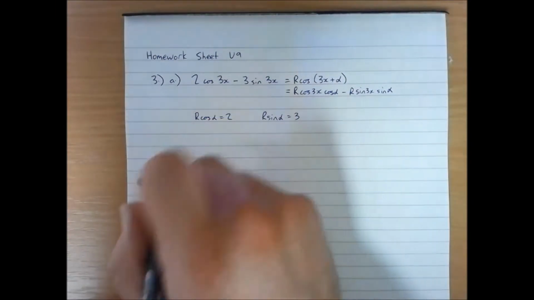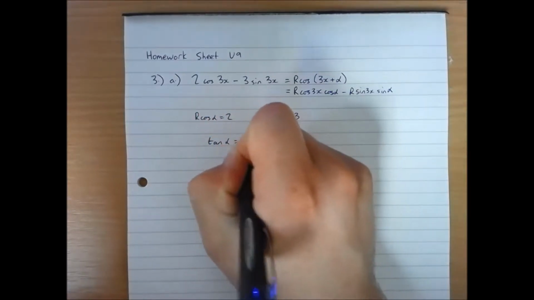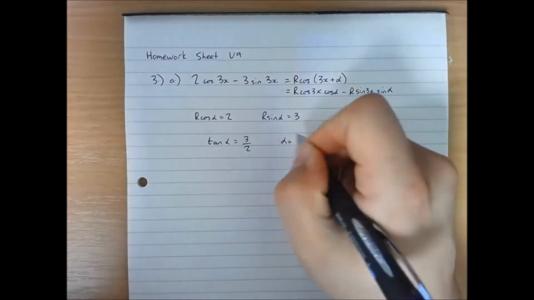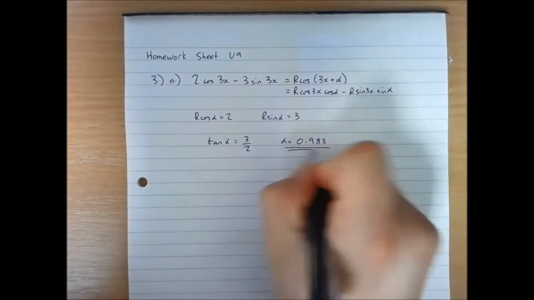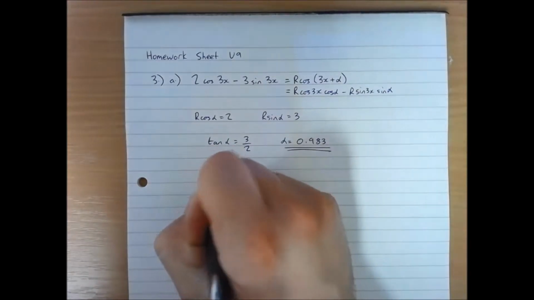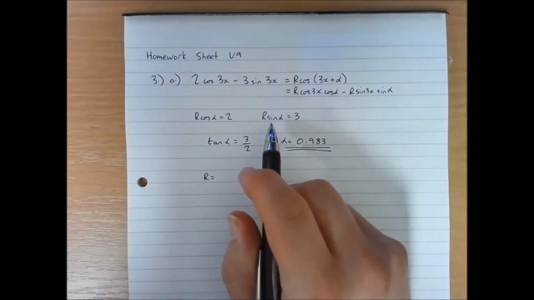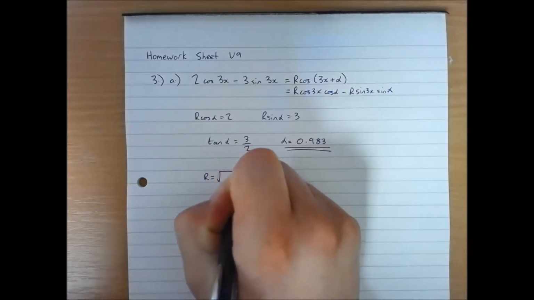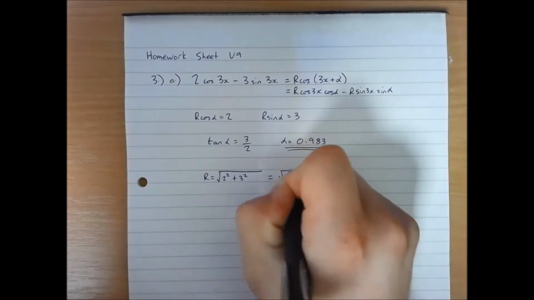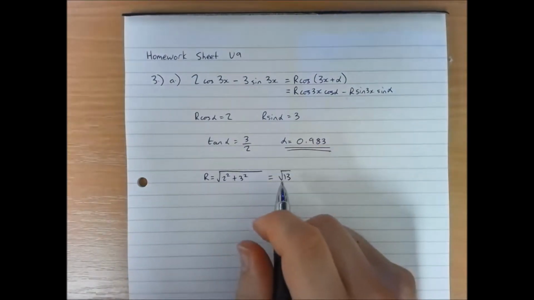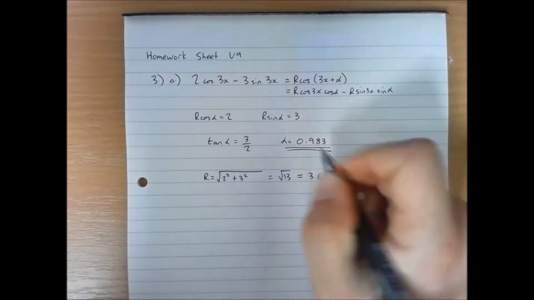We can eliminate r by doing the second equation divided by the first to get tan alpha is equal to 3 over 2. And using a calculator, this gives us the value of alpha as 0.983 to 3 significant figures. To find r, we want to substitute these into the identity sine squared alpha plus cos squared alpha equals 1. With a little bit of simplifying, this gives us r equals the square root of 2 squared plus 3 squared, which is root 13. Now, I am going to use root 13 throughout the remainder of the question, but we were asked to give this to 3 significant figures, so that's 3.61.